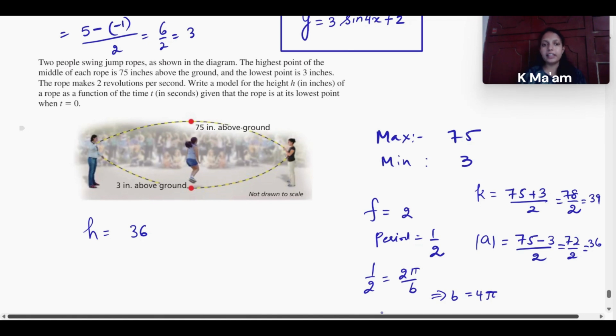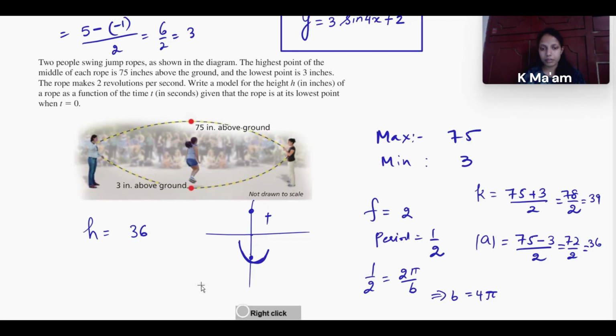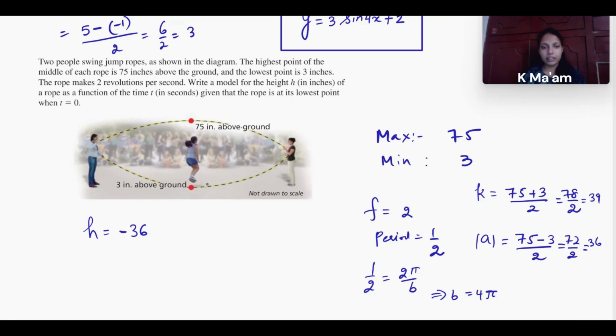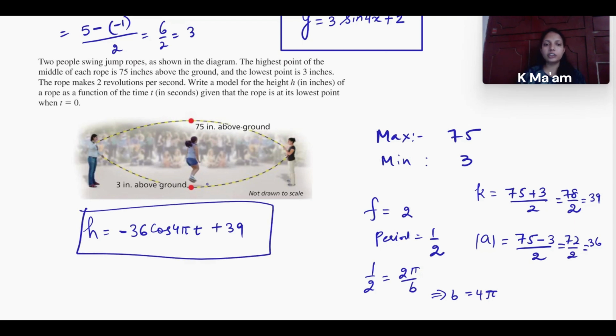This function, you can see, shows that at 0 it is at the lowest point. At 0 it gives you the minimum, not the maximum. At 0, if it gives you a maximum, it is positive and that is a cos. At 0 it is a minimum, so it's a cos but negative. So it's negative 36 cos 4 pi t plus 39. This is the height function we created.